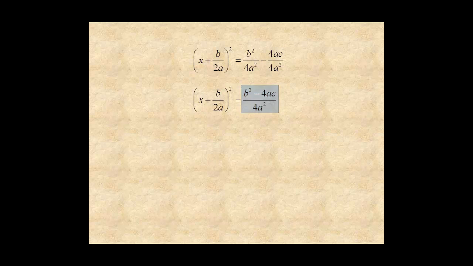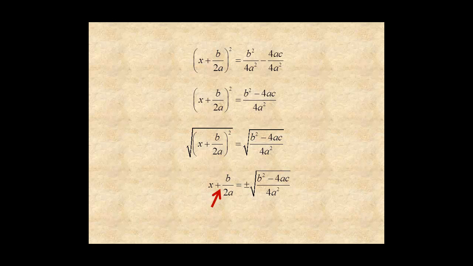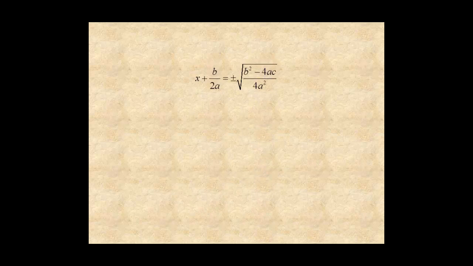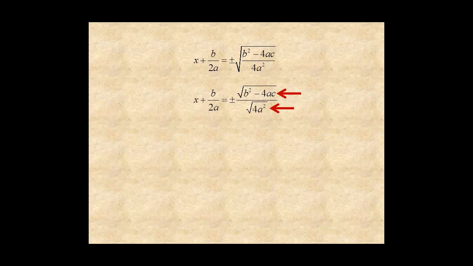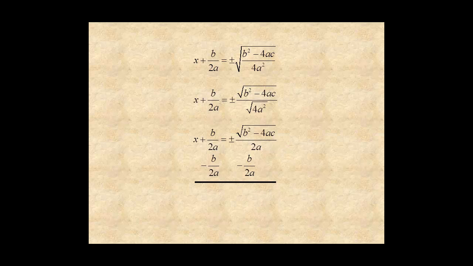Then take the square root of both sides. And the left side of the equation is x plus b over 2a. Next, rewrite the radical as a ratio of two radicals. Then in the denominator, the square root of 4a squared is 2a. Next, subtract b over 2a from both sides, and you're almost done. Combine these two terms, and you have the quadratic formula.